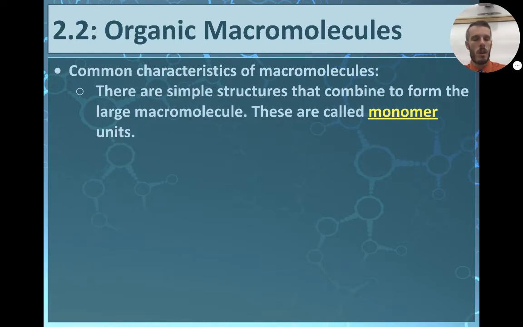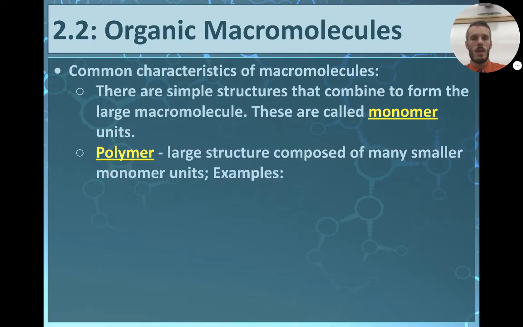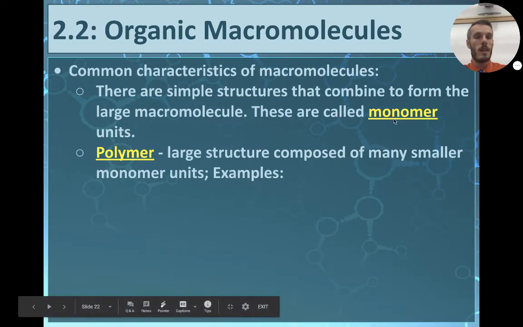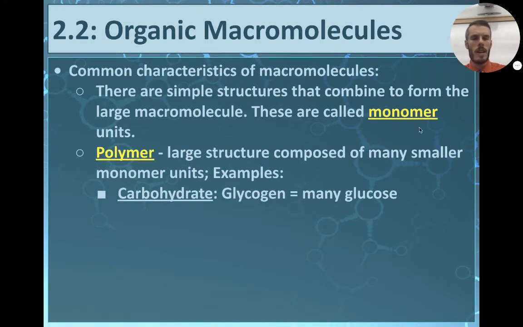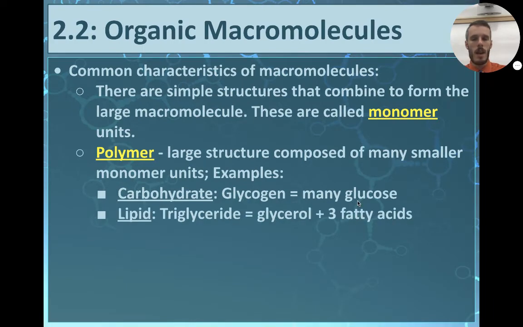So these simple structures are called monomer units. So think of them like, how cells are to your body. Okay, these monomer units are the building blocks of the macromolecule. Right? A polymer is going to be many of these monomer units bonded together. Okay, so our examples for a carbohydrate, glucose would be the monomer, glycogen would be many glucose bonded together.